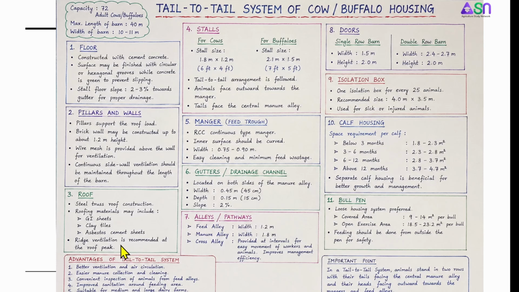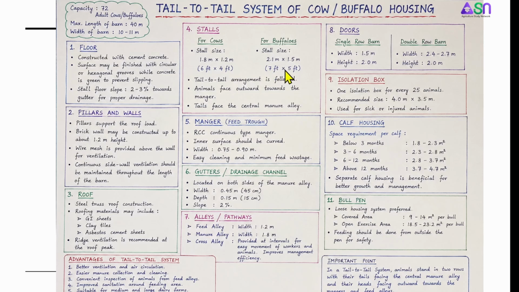The stall dimensions vary according to the species. For cows, the recommended stall size is 1.8 meters by 1.2 meters, equivalent to 6 feet by 4 feet, and for buffaloes, we need a bit more space. The stall size can be 2.1 meters by 1.5 meters, equivalent to 7 feet by 5 feet.